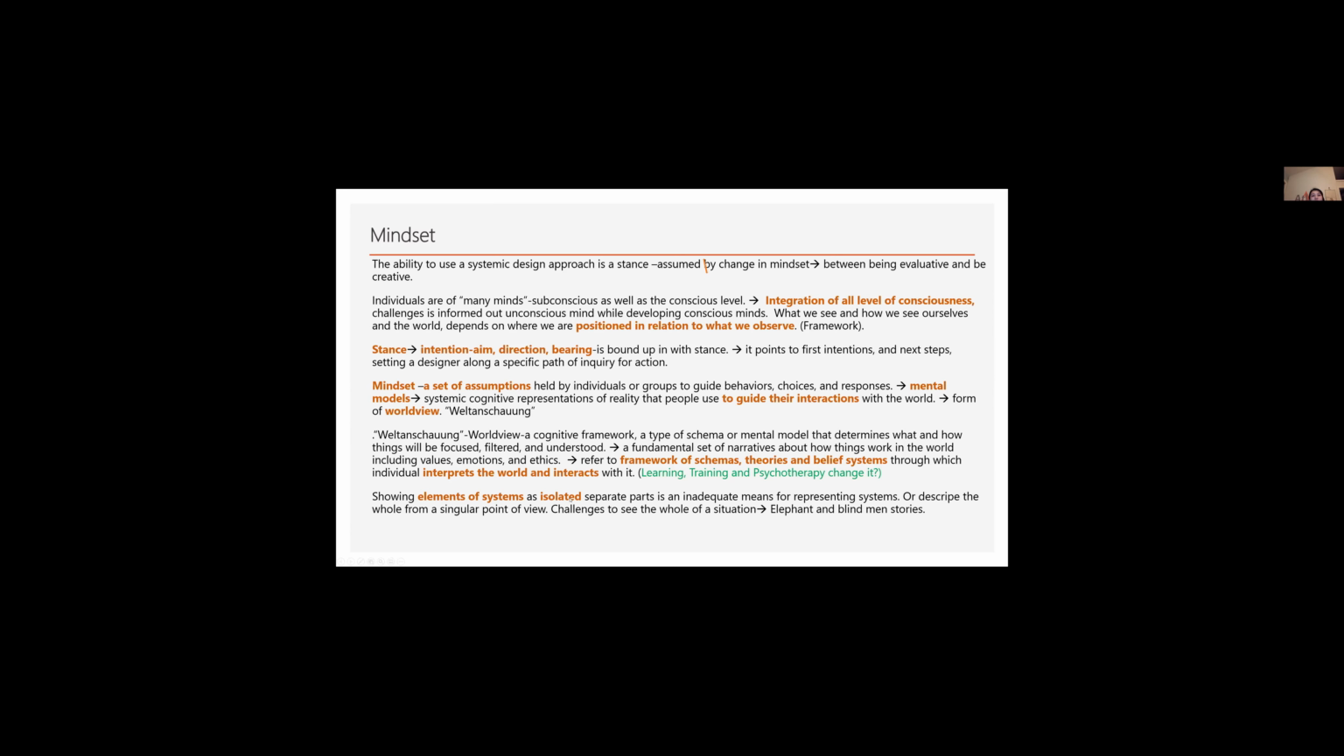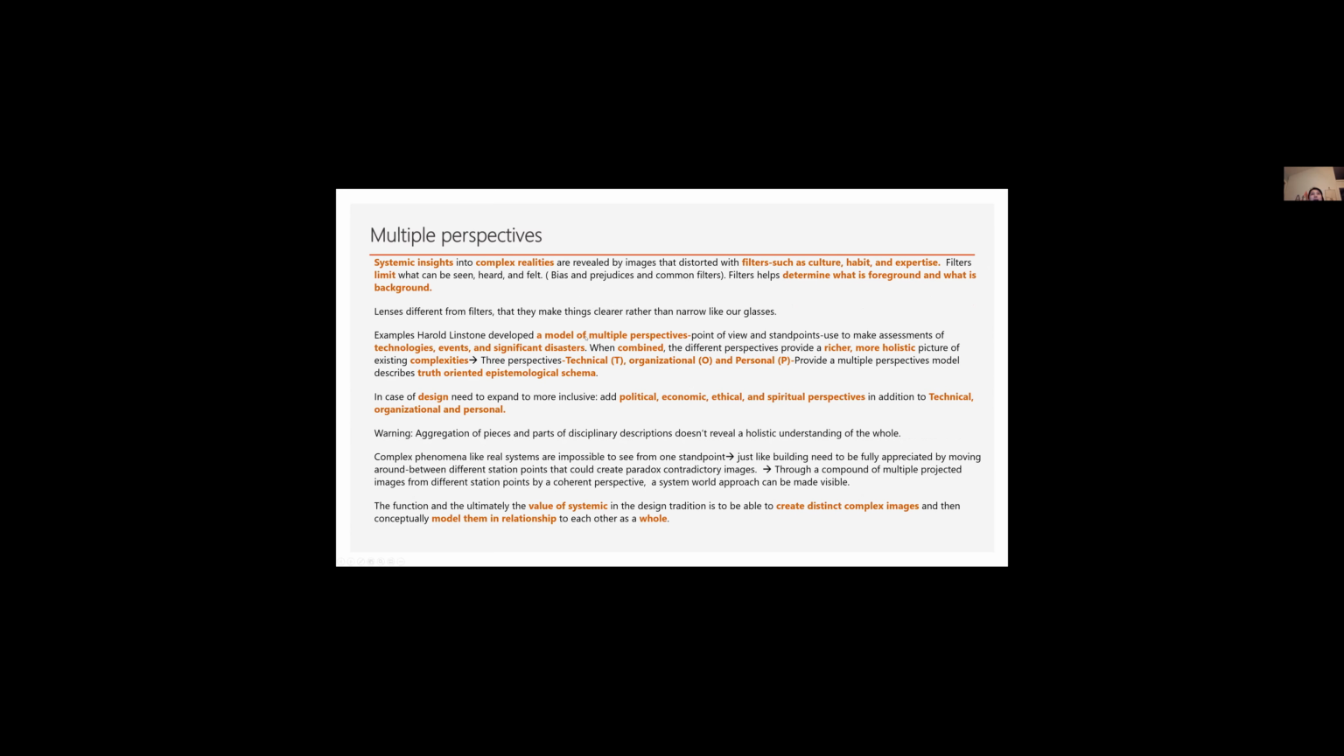Showing elements of a system as isolated, separate parts is an inadequate means of representing a system. Yes, a system is not its elements. It's about relationships. Or describing the whole from a singular point of view. The challenge to see the whole of the situation is like the story of the blind men and the elephant. We all have a challenge to see the whole. System insights into complex reality are viewed through images distorted by filters such as culture, habit, and expertise. Filter limits can be seen, heard, and felt, with bias and prejudice as common filters. But filters also help determine what is foreground and what is background.